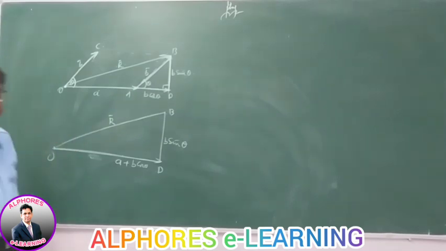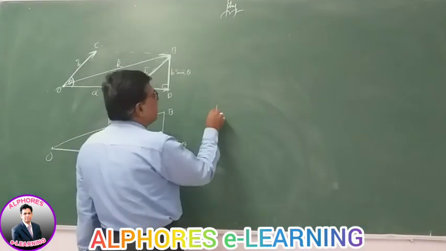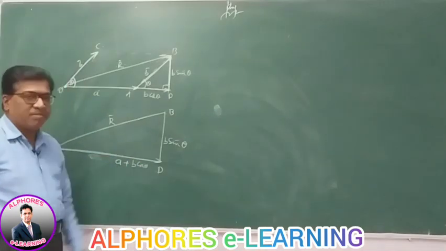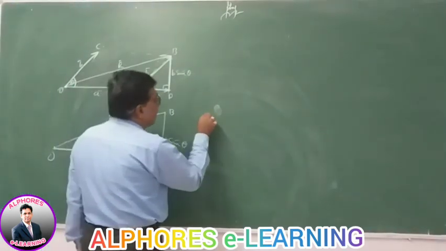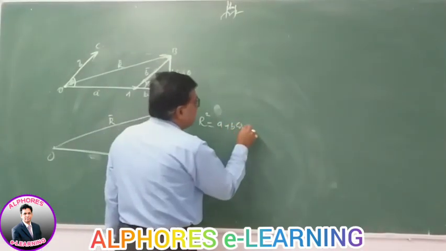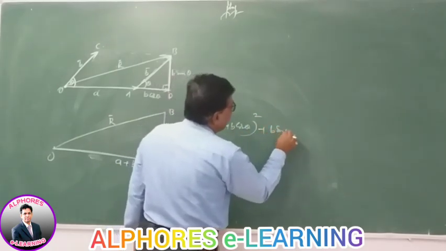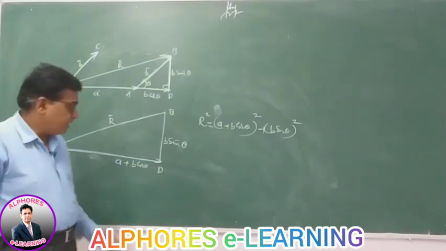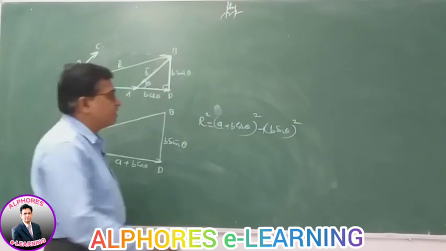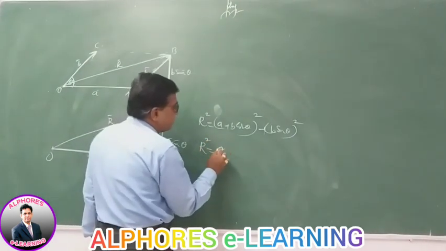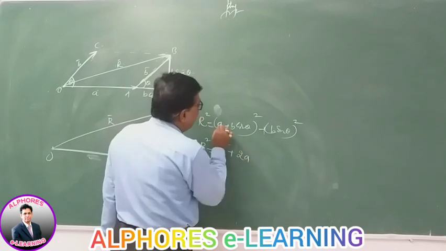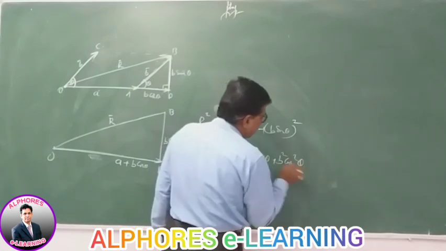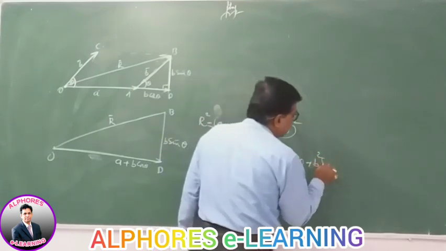Now from this right angle triangle, apply Pythagoras theorem. According to Pythagoras theorem, in a right angle triangle, hypotenuse square is base square plus side square. So the hypotenuse square R square is (A plus B cos theta) whole square plus (B sin theta) whole square. So hypotenuse square is base square plus height square. Expand: R square is A square plus 2AB cos theta plus B square cos square theta plus B square sin square theta.